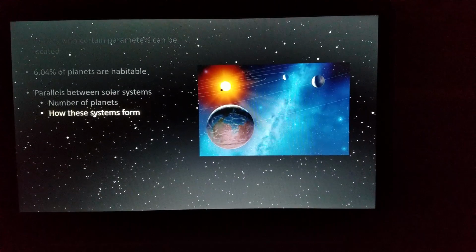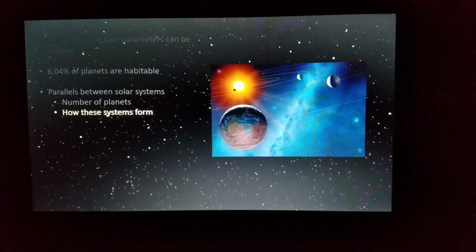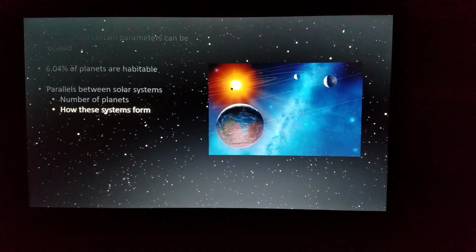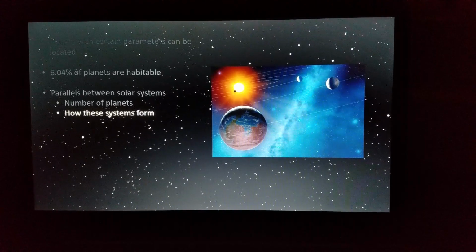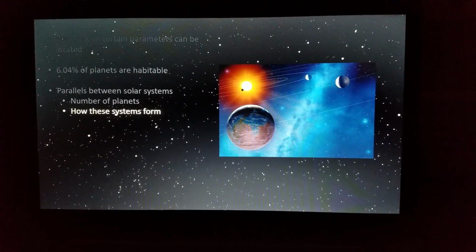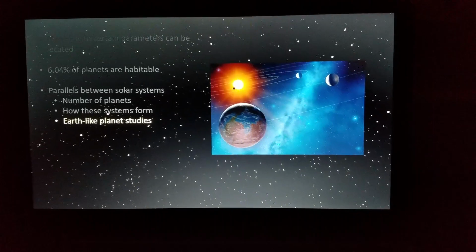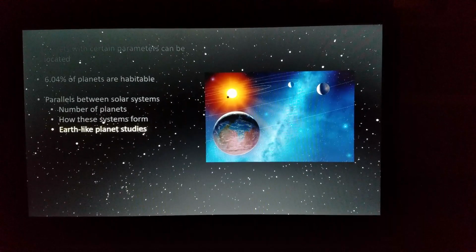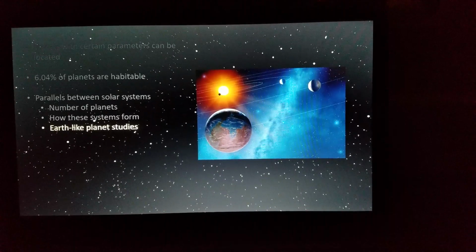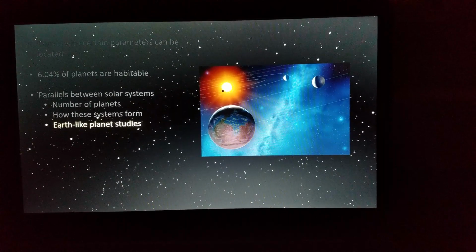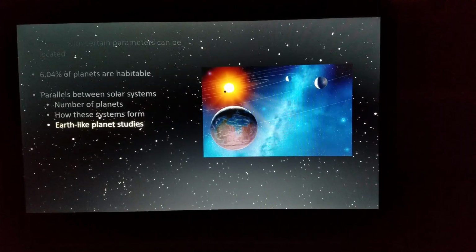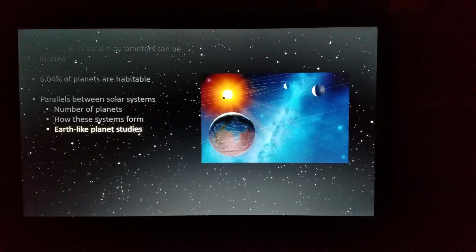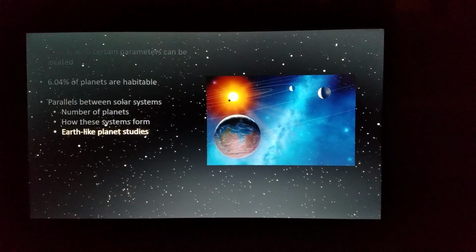We can also look at how these systems form. If we see a similar pattern, it'd be wise to infer that they form in a similar or the same fashion. We can also find planets with the habitability and the mass and volume of Earth for Earth-like planet studies. If we find an early Earth-like planet, we can use it for geological history study. We can also use it for climate change study if it's undergoing a process, but in a more advanced stage.